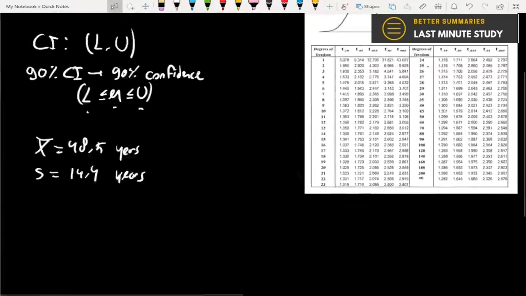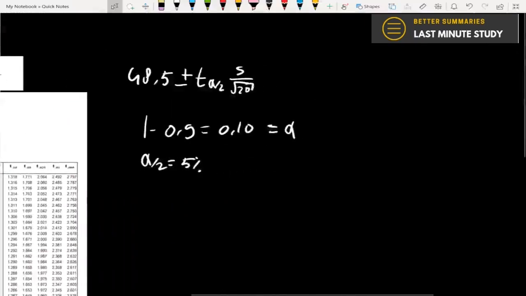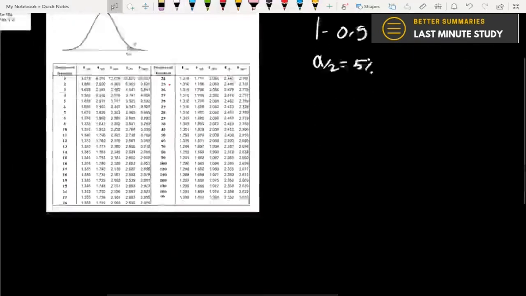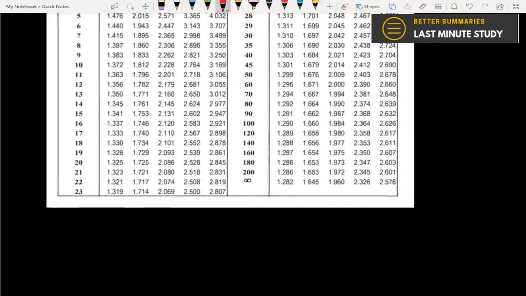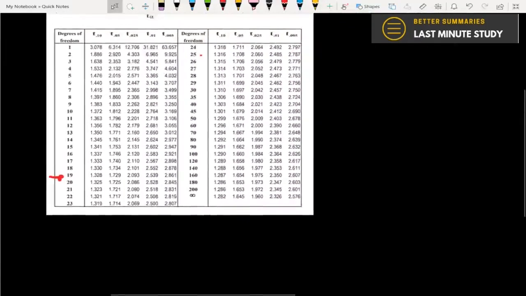What was the standard deviation? 14.4 years. This is going to be 48.5 plus minus, and this we have to look up in a table, the t alpha over 2. We've got a sample size of 20, so that means 19 degrees of freedom. We're looking in that row. Alpha was 10%, but we need alpha over 2, so it's this column, 5%. This is going to be your t-score, 1.729.